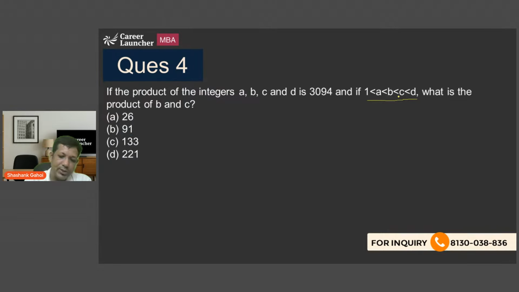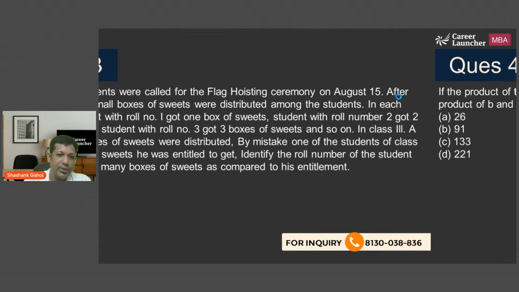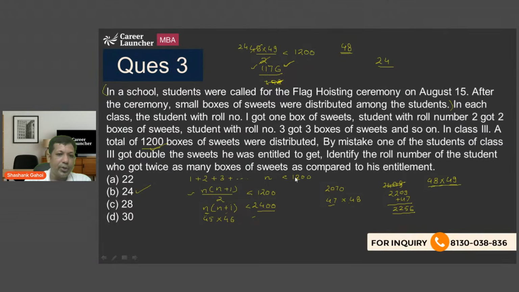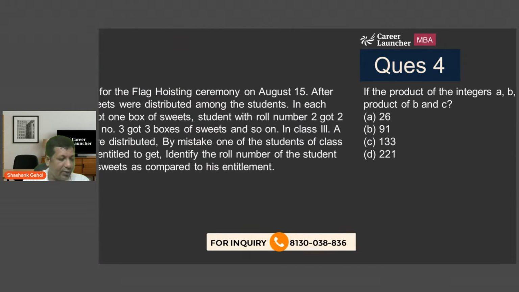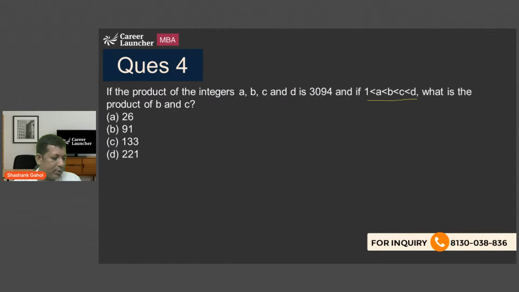I have solved this one. So basically 1 plus 2 plus 3 up to n should be less than 1200. So n into n plus 1 divided by 2 is less than 1200. Then I started putting some values randomly. So by hit and trial, I got a value that is 48. If I'm going above 48, it means my sum is going to exceed 1200. So there is no definite way. It's just hit and try. I hope that's clear.